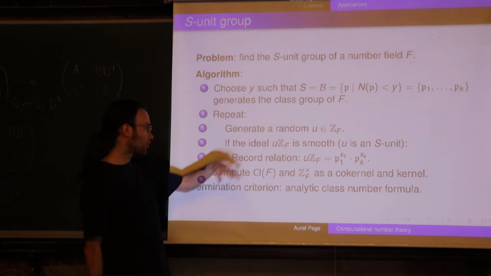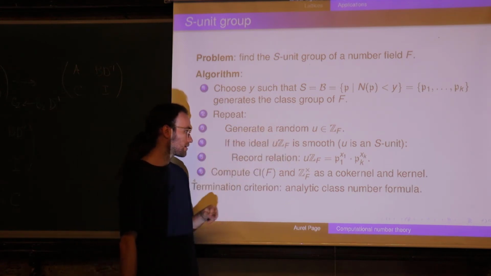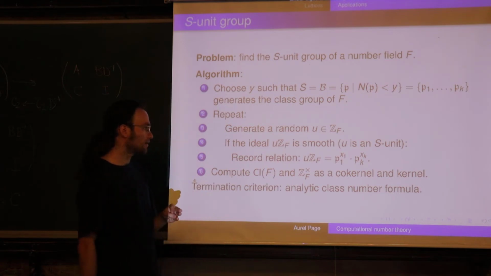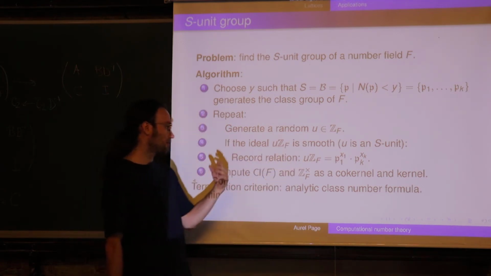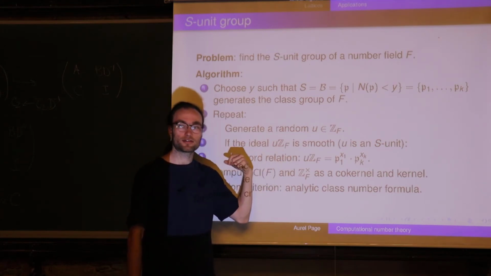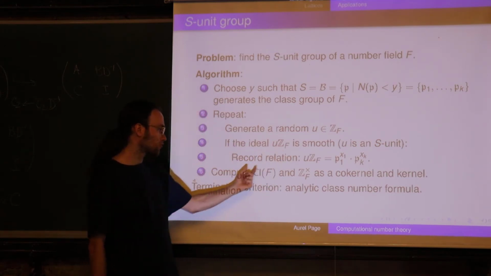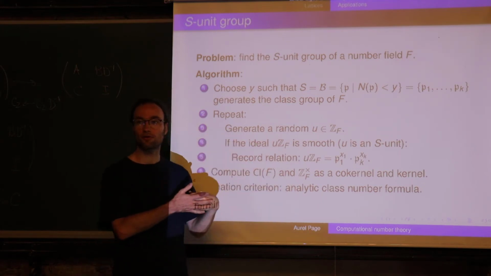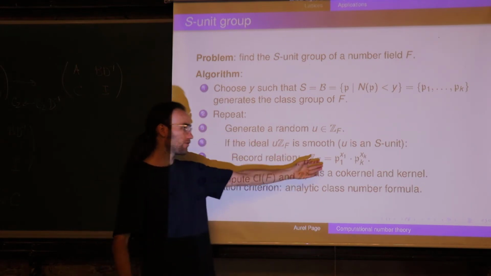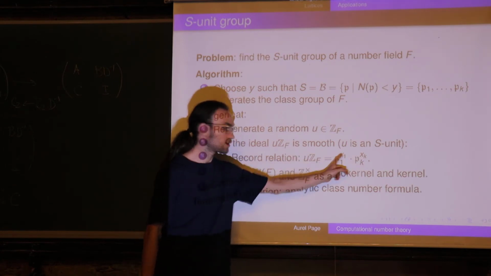And so you collect S-units like this. If you remember last lecture, if you have a generating set for the S-units, you can recover the class group and the unit group as respectively the co-kernel and the kernel of the valuation map. And the valuation map is just this set of exponents.